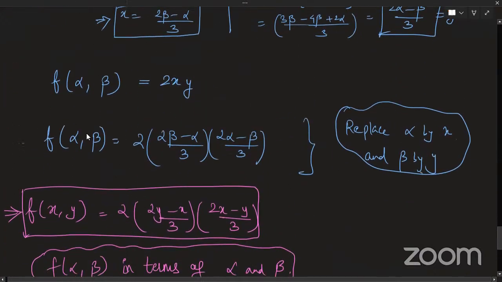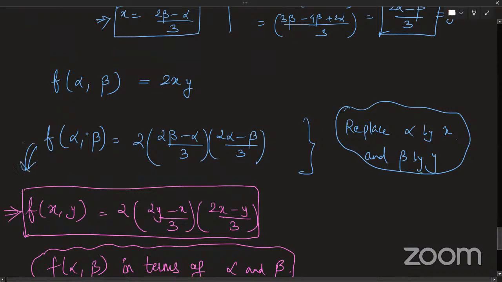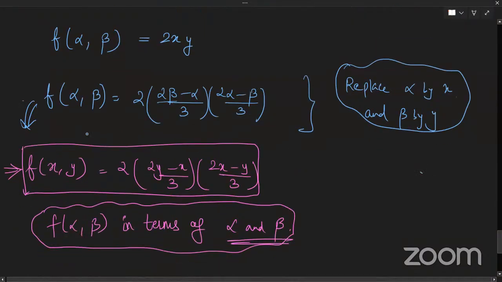So what was happening here? I got my f of alpha comma beta in terms of alpha and beta only. So what I did, I just wanted to convert it to x and y. So wherever I saw alpha I put x, wherever I saw beta I put y, and this is my final equation that I have. Fine.